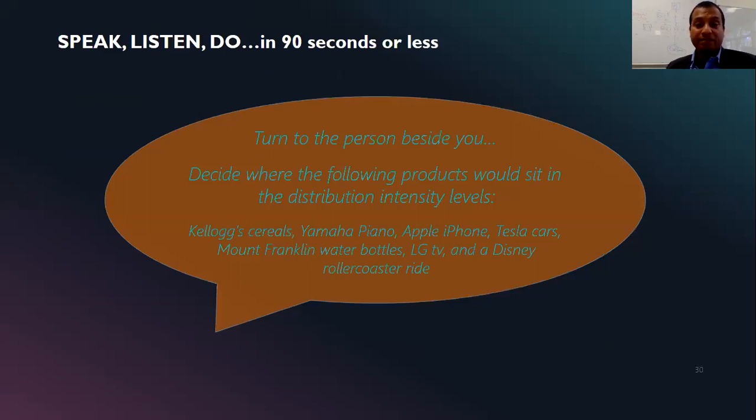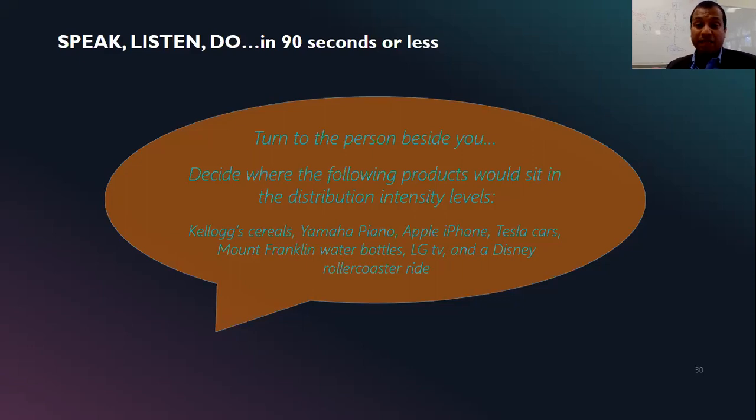Maybe you can take some time and analyze. What do you think should be the best fit for all these products? Like Kellogg cereals, Yamaha piano, we have seen selective will be, no, exclusive will be fine. Apple iPhone, maybe selective one. Tesla car, exclusive, very rare, very few who are more environmentally sensitive and have high purchasing power. So for a Tesla car, maybe the exclusive will be fine.